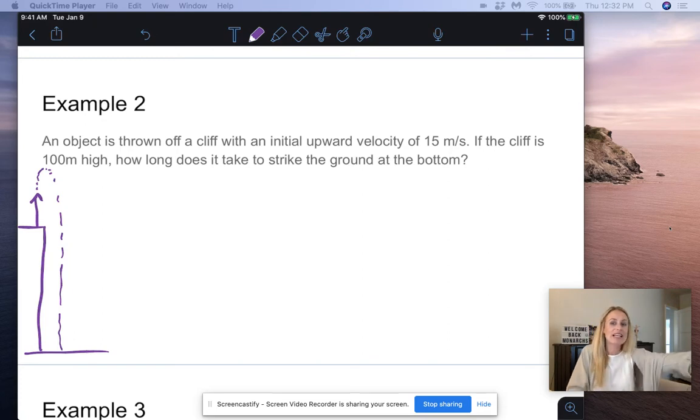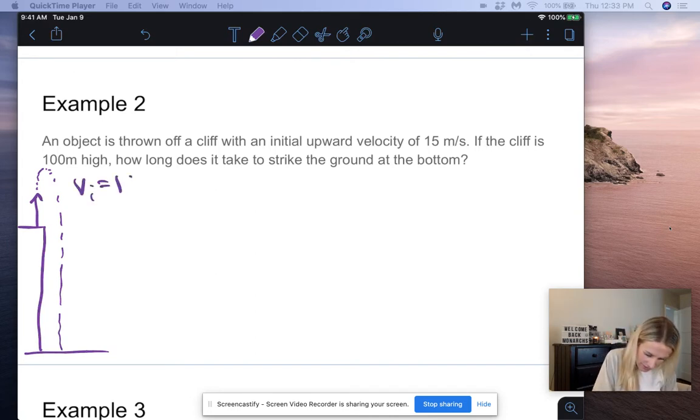It's almost like you're leaning off the cliff and throwing the object straight up into the air. You're not throwing it out at all, because that is motion in 2 dimensions, and we have not covered that yet. Straight up. So we have an initial velocity of 15 meters per second, and I'm going to call up positive again. So v initial equals 15 meters per second. And the cliff is 100 meters high.